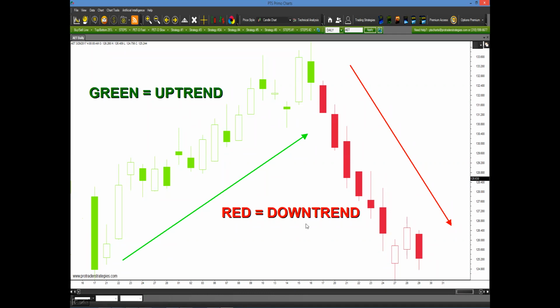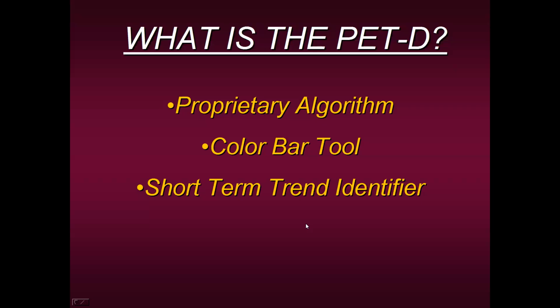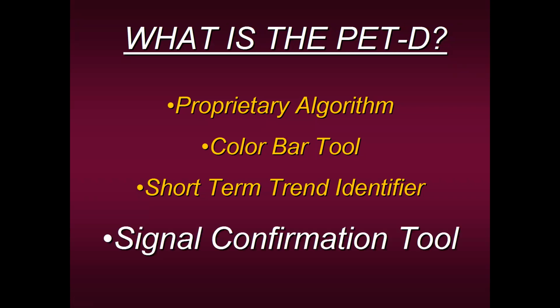So this is just one of the, I would say, dozens, if not hundreds of ways to apply the PET-D. But in our opinion, probably the best and simplest way to apply the PET-D to elevate your trading is to apply it as a signal confirmation tool. So how would we do that with strategy number 4 and strategy number 5 signals?